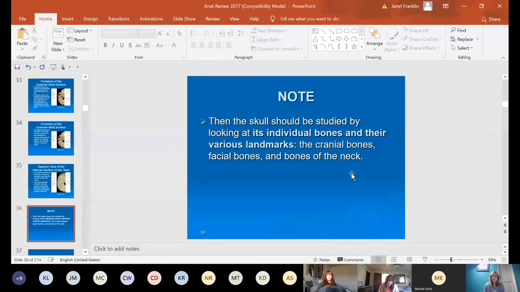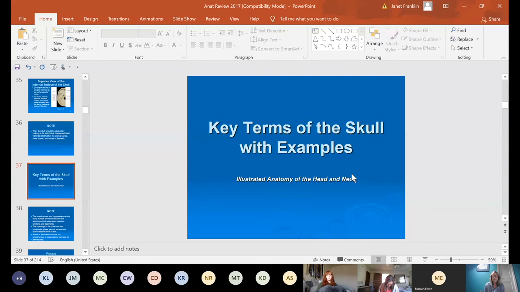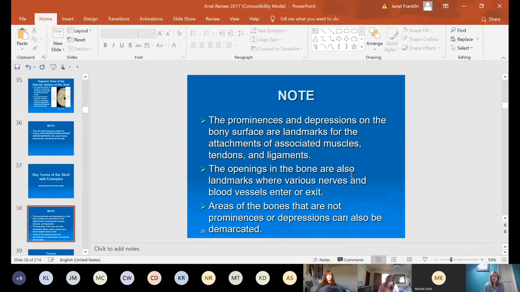Then the skull should be studied by looking at its individual bones and their various landmarks. So we're going to do that. Prominences or depressions on a bony surface are landmarks for the attachments of the associated muscles, tendons, and ligaments. So prominences stick out, and depressions go in.